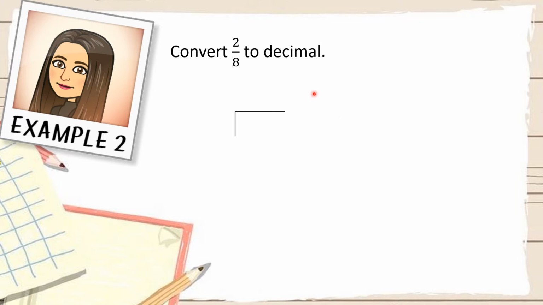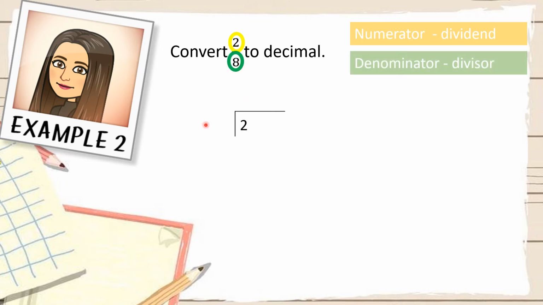Next example, let us convert 2 over 8 into decimal. Again, our numerator will be the dividend, so the dividend will be written inside, and then our denominator will be the divisor, so the divisor will be written outside. So again, you are dividing here numbers by one digit. So 2 divided by 8 cannot be, or that will give us 0. So 0 multiplied by 8 will give us 0. Any number that is multiplied by 0, the answer is 0. So 2 minus 0 is equal to 2. Okay.